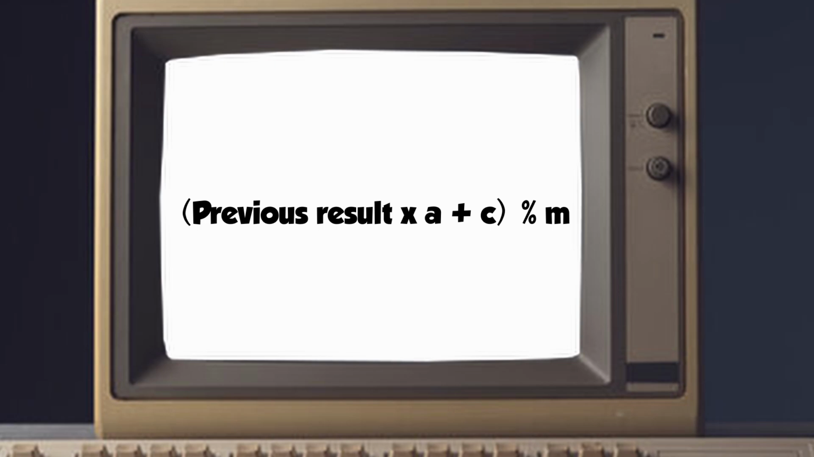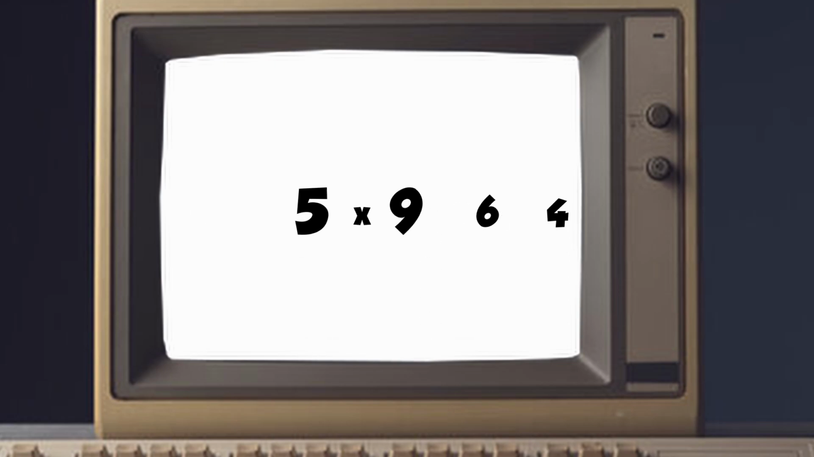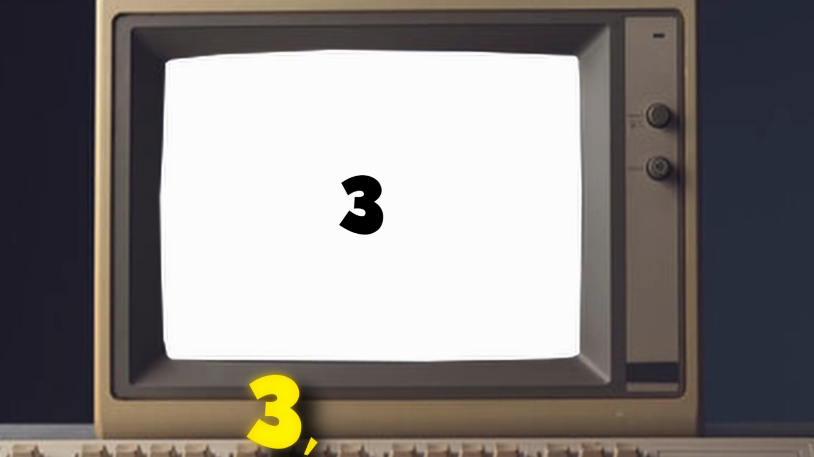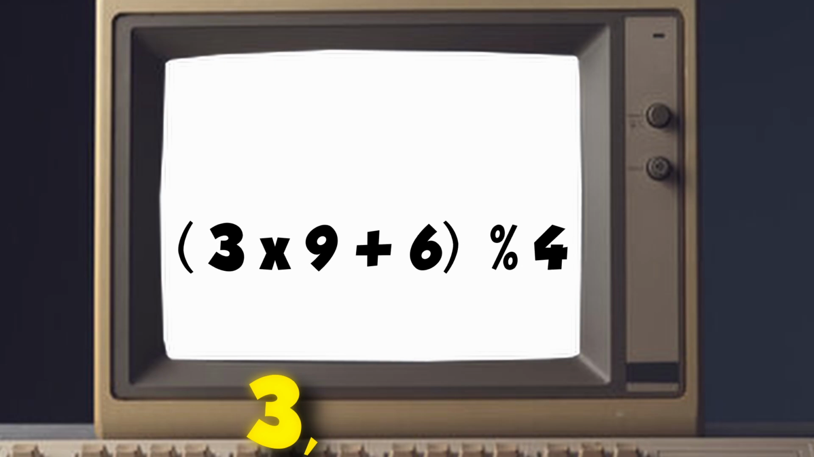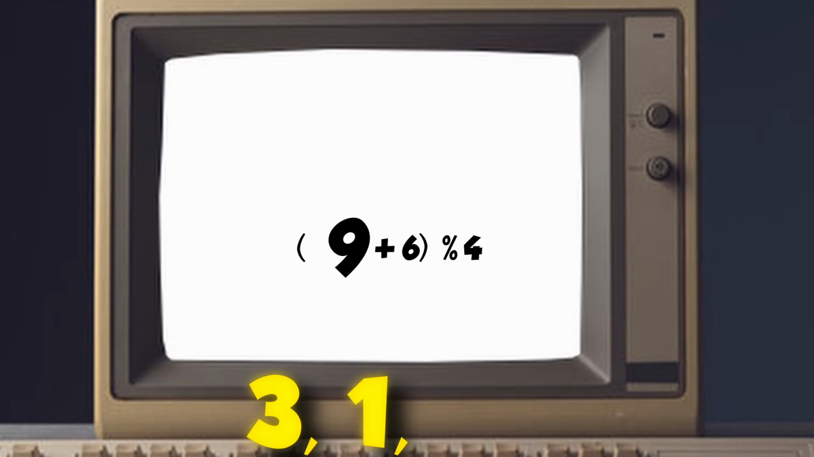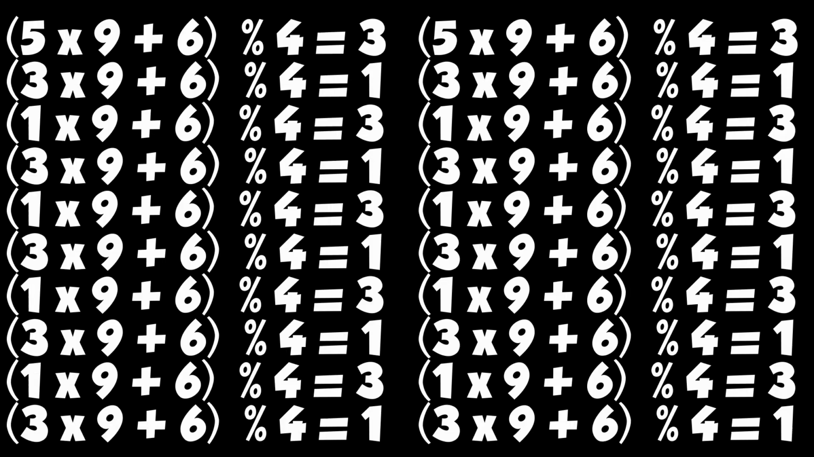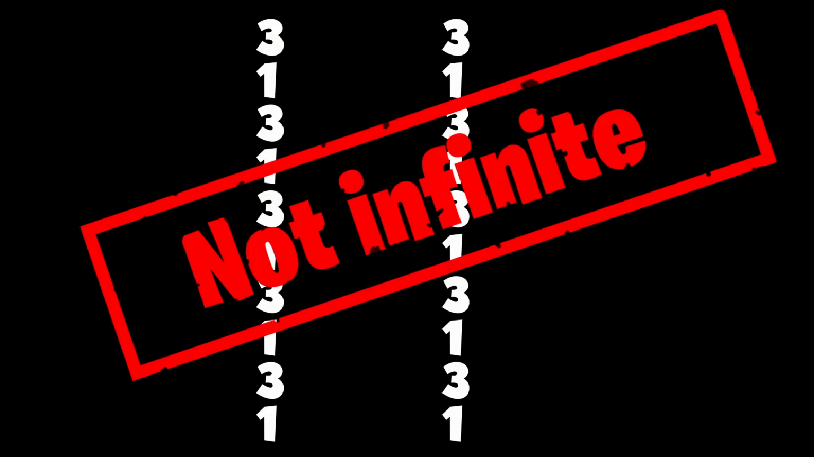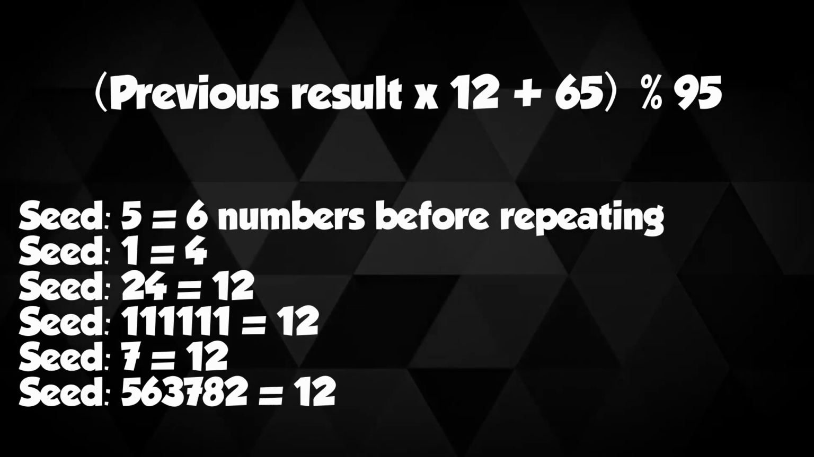So now, let's say that we have the seed 5, A is 9 and C is 6 and M is 4. We would then have 5 times 9, which is 45, plus 6 is 51, modulus 4 is 3. Now we take the result 3 times 9, 27, plus 6, 33, modulus 4 is 1. Now 1 times 9 plus 6 is 15. Modulus 4 is 3. You see, these pseudo-random numbers that are generated by the algorithms aren't infinite. The numbers will always repeat no matter what numbers you specify.